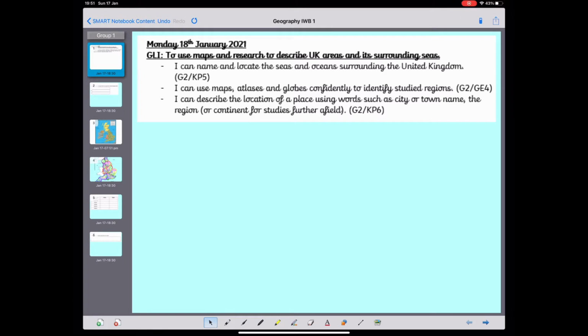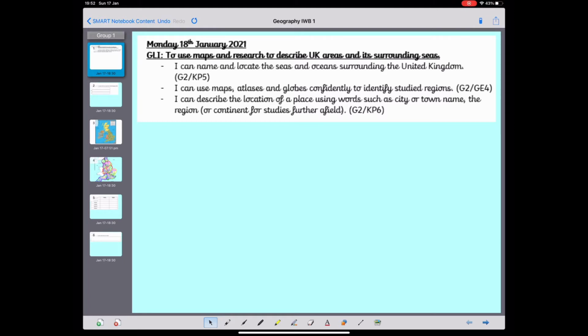So our learning intention today is to use maps and research to describe UK areas and its surrounding seas. So we're going to be looking at the UK on a map, and we're going to be looking for the oceans around the UK, and we're also going to be looking at different areas within the UK, particularly in England where we live.